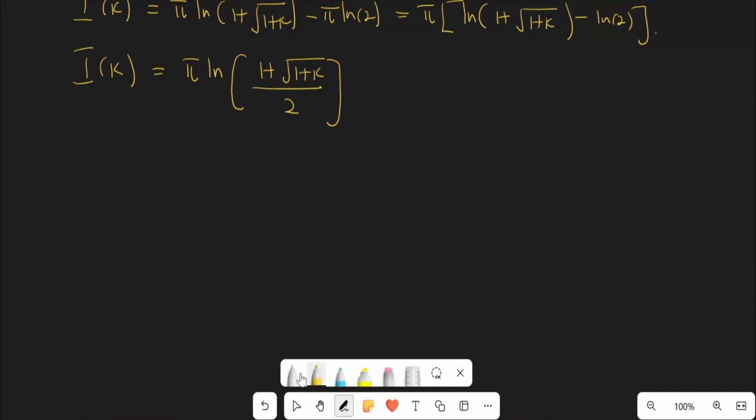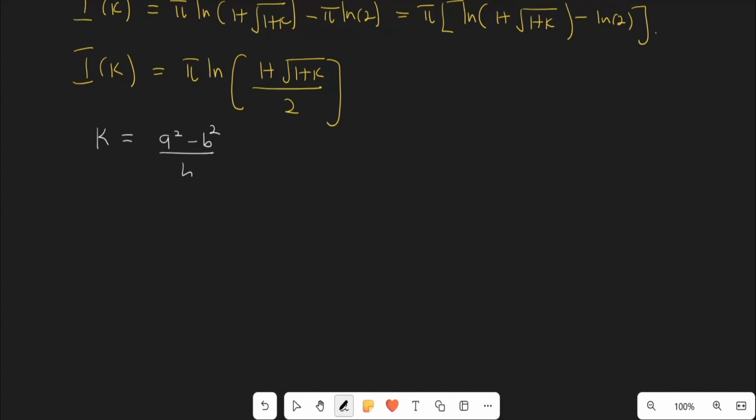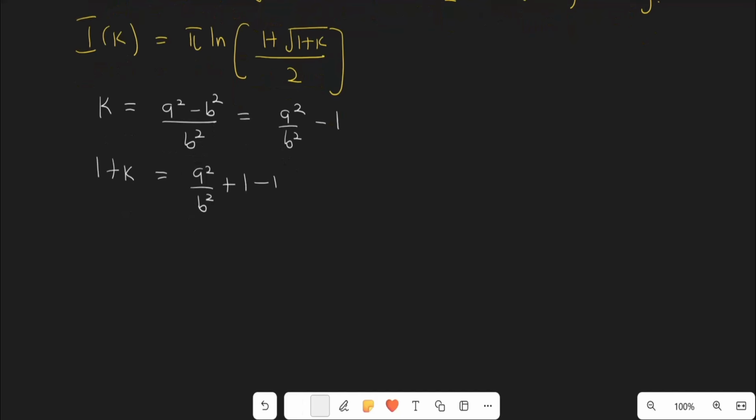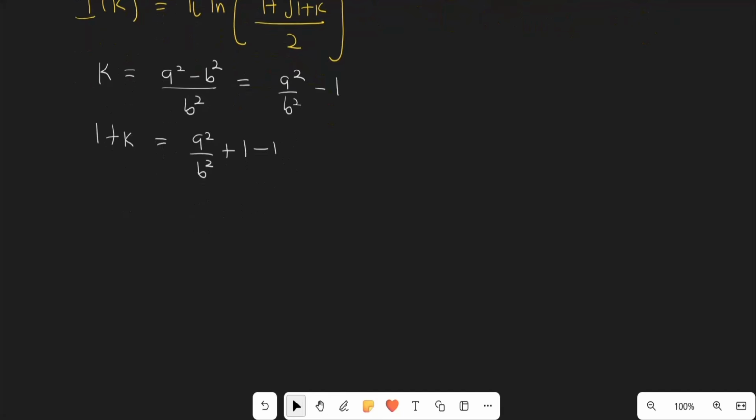And now here, let me wrap it up with the right pen. So now we can recall k is equal to a squared minus b squared all over b squared. This is the same as a squared over b squared minus b squared over b squared, which is 1. So now what about 1 plus k? That is just adding 1 to both sides: a squared over b squared minus 1, plus 1. And now when we do that, 1 plus k is equal to a squared over b squared.